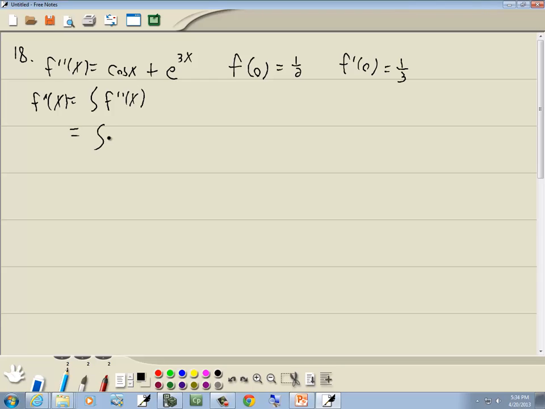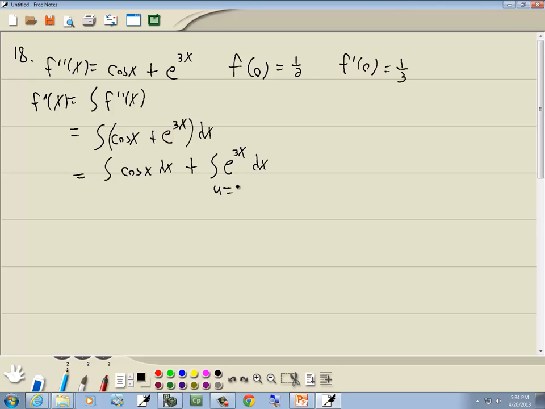So we'll have the integral of cosine x plus e to the 3x dx. And I could put these in separate integrals if I wanted. This would be the integral of cosine x dx plus the integral of e to the 3x dx. Now cosine is pretty easy, but this one here, this is a u-substitution.